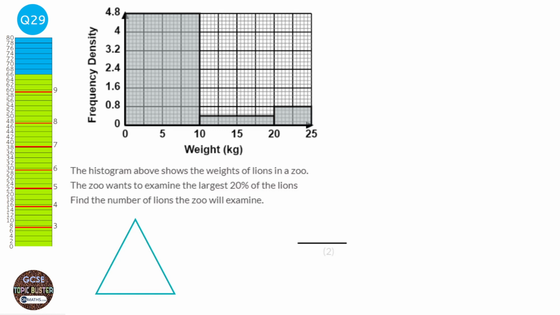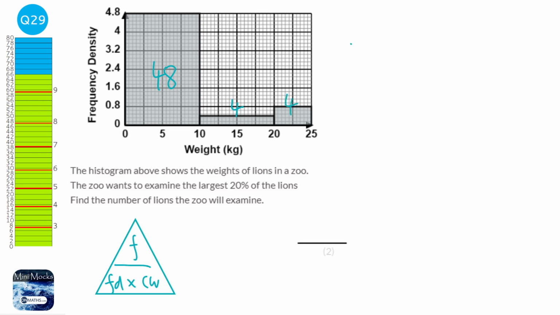So we first of all need to work out the frequencies in each of the bars, and we know that the frequency density is proportional to the frequency over the class width. So we're just going to go through each of these bars and work out what the frequency is. All we need to do is times the frequency density by the class width. So 4.8 times 10 is 48. The second one is 0.4 times 10, which would be 4. And then the last one will be 0.8 times 5, which will also be 4.